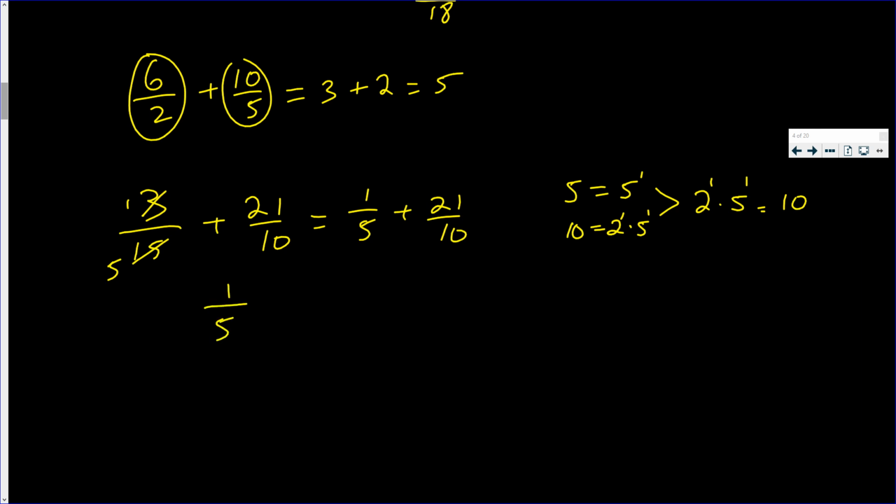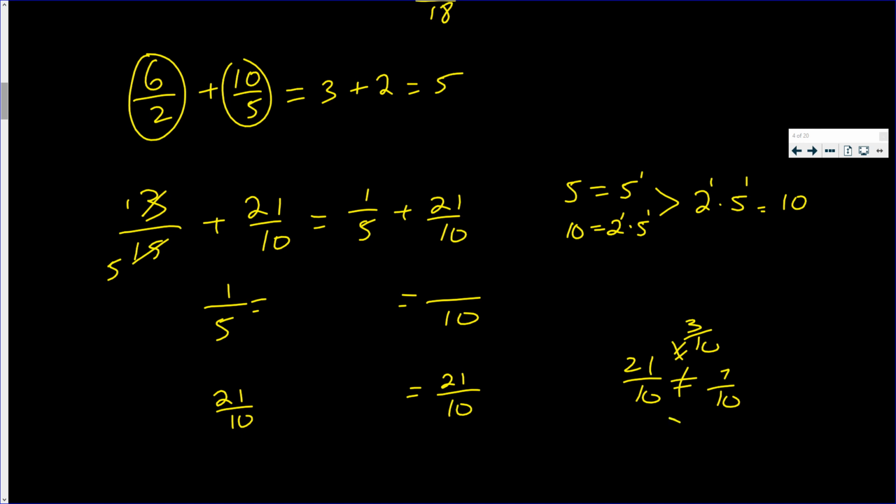So I want to write 1/5 with a 10 on the bottom. And I want to write 21 over 10 with a 10 on the bottom. I hope you realize that it's 21 over 10. 21 over 10 does not equal 7 over 10. It does not equal 3 over 10. It does not equal 17 over 10. It does not equal 105 over 10. It equals 21 over 10.